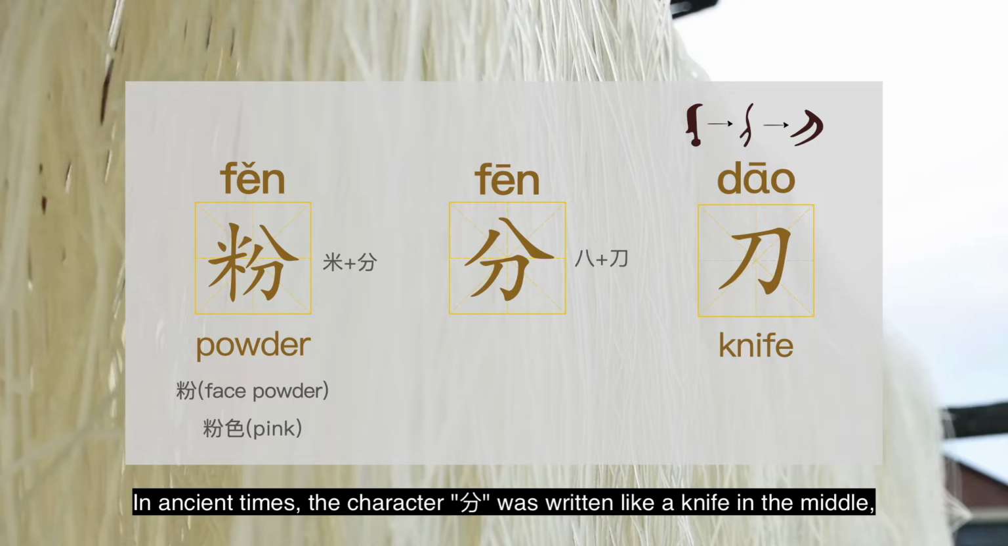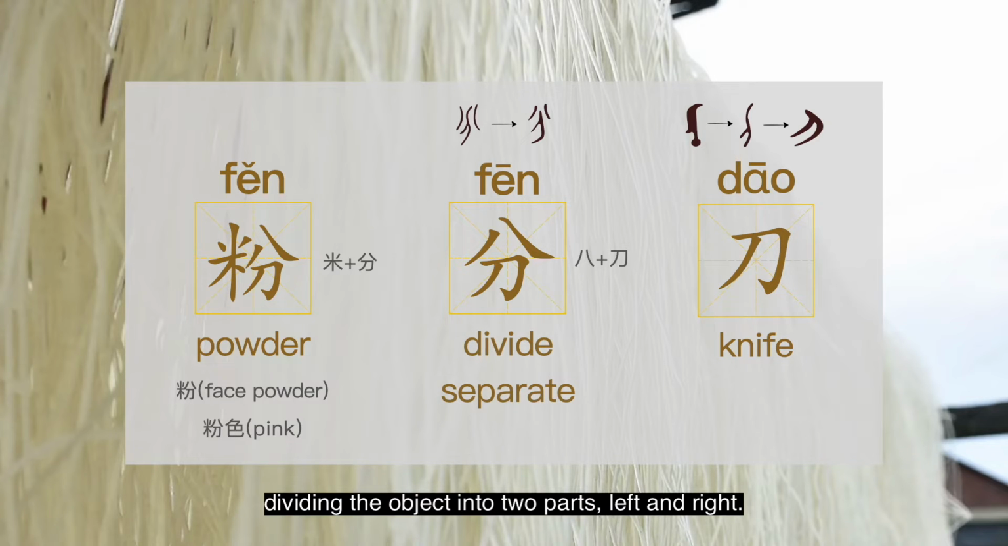In ancient times, the character 分 was written like a knife in the middle, dividing the object into two parts, left and right. That's what it means to be separated.